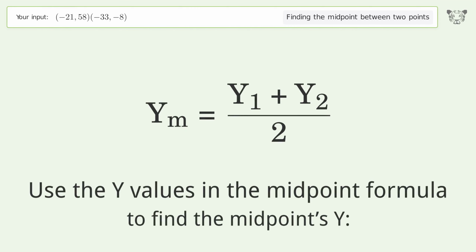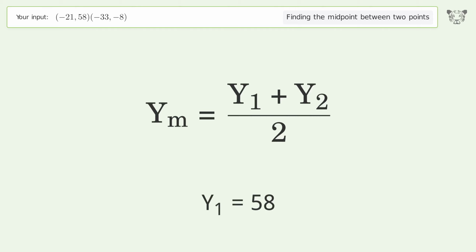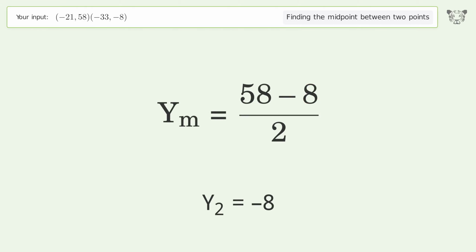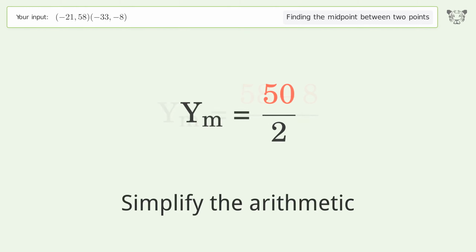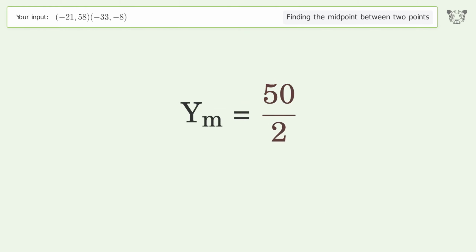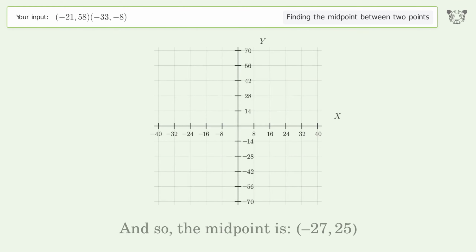Use the y values in the midpoint formula to find the midpoint's y. y1 equals 58. y2 equals negative 8. Simplify the arithmetic. And so, the midpoint is negative 27, 25.